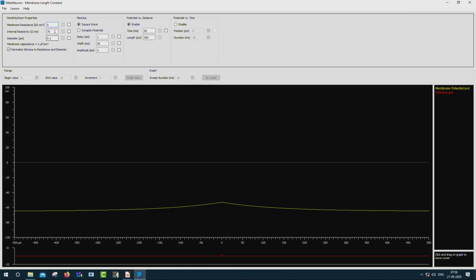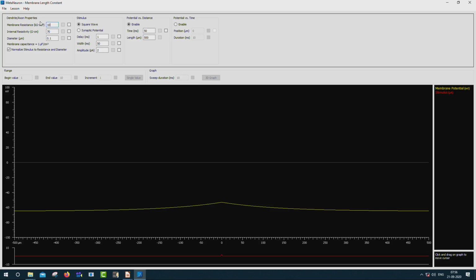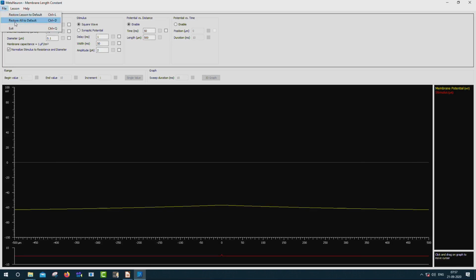So let us start changing things. Okay, so the membrane resistance. The membrane resistance is the resistance of the membrane. So you're giving the stimulus here. It's a transverse leak outside and above and below the axon. And if you change the membrane resistance from 5 to 10, it becomes less. Okay, and if you change it to 100, it becomes even less. Okay, let's go back to default.